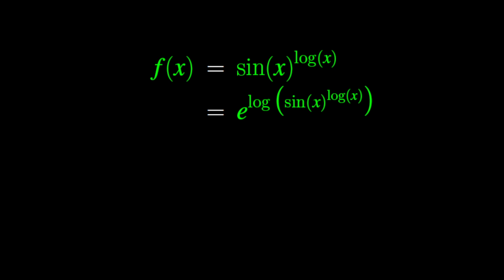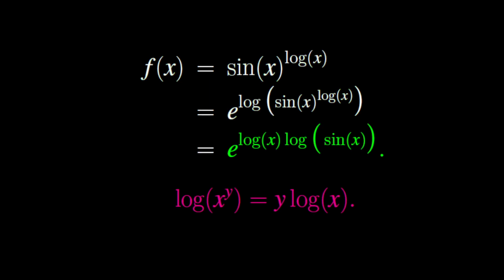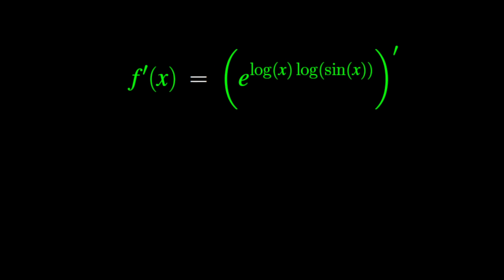In sum, we express f of x as exponential of logarithm of sine of x to the power logarithm of x. Using the properties of the exponential and the logarithm, f of x equals exponential of logarithm of x times logarithm of sine of x. Actually, we are using the fact that the logarithm of x to the power y is equal to y times the logarithm of x. Now, we can take the derivative of both sides and use the chain rule.